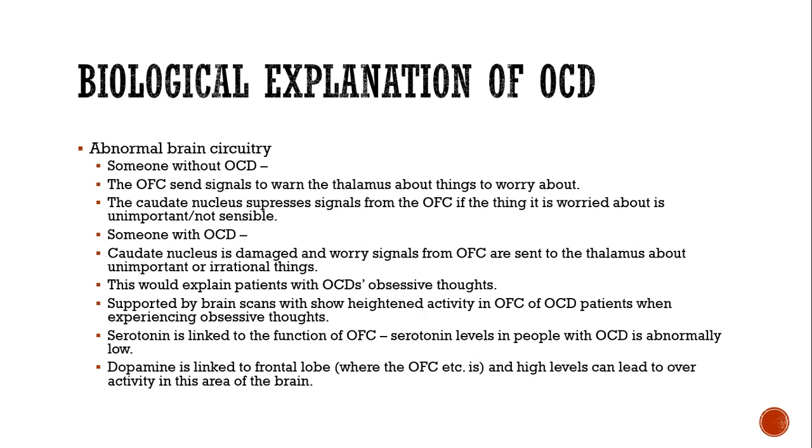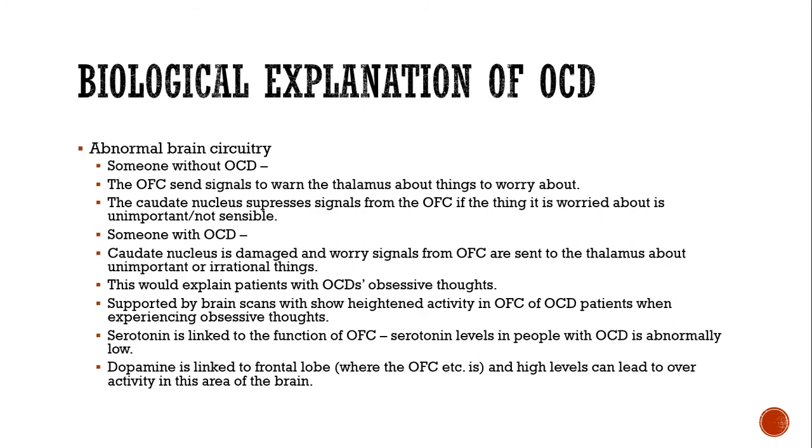Okay, and then we've got the link with serotonin and dopamine. So serotonin is linked to the function of the OFC. Serotonin levels in people with OCD are abnormally low. Serotonin is involved in the regulation and functioning of the orbitofrontal cortex, and as we know, serotonin levels are abnormal in people with OCD, and therefore that might explain why the additional worry signals are sent.